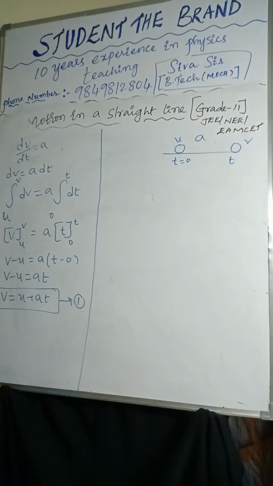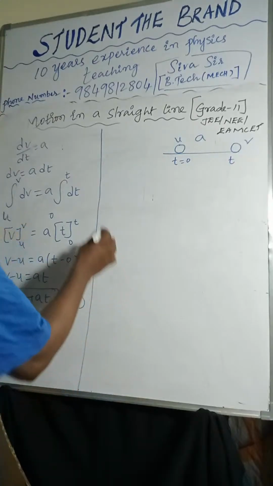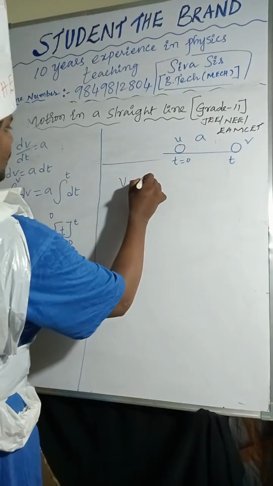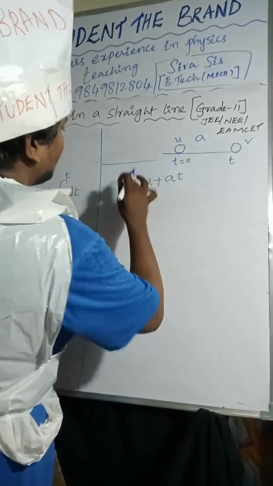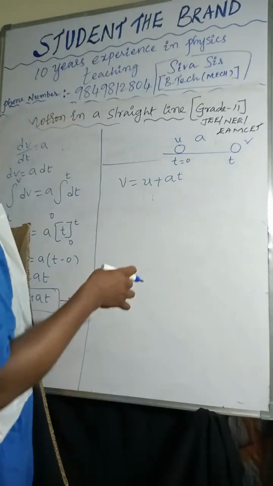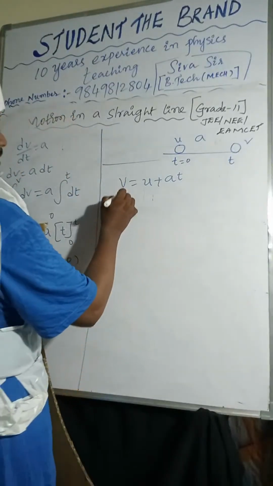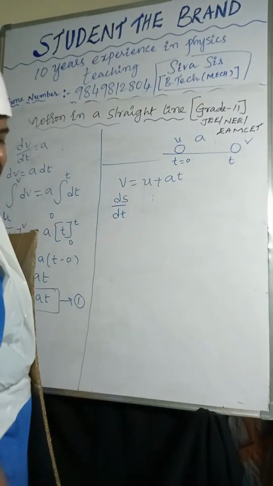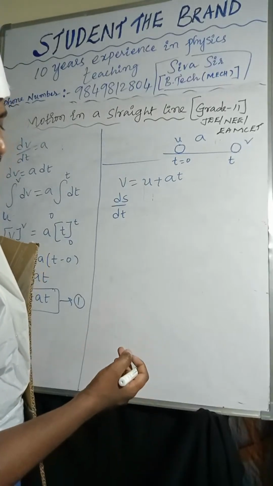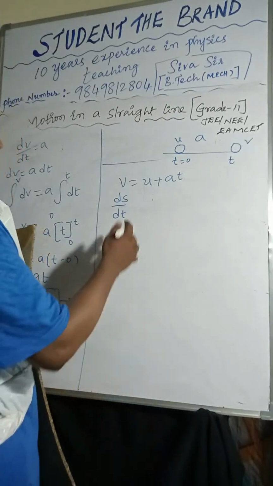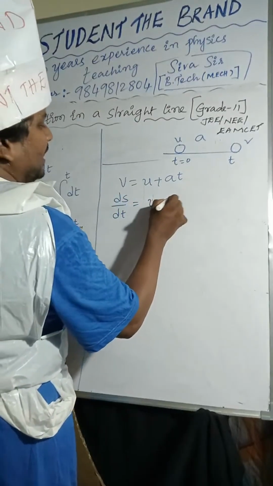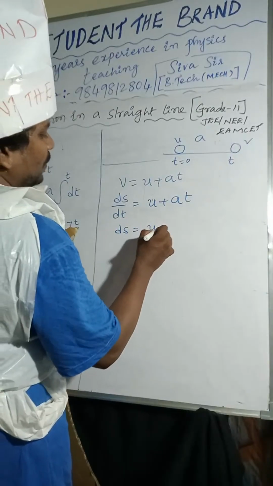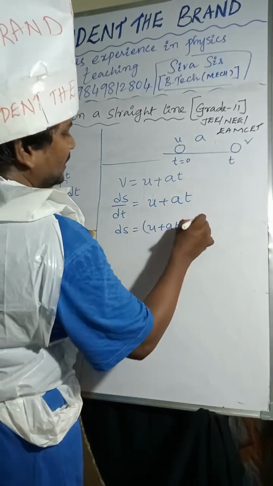Okay, equation number 1. Coming to equation number 2, we take the same v equal to u plus at. How will velocity come with respect to displacement? If you consider ds by dt, we can also take x, the distance only. You can consider ds by dt equal to u plus a into t. So take integration: ds equal to u plus at into dt.